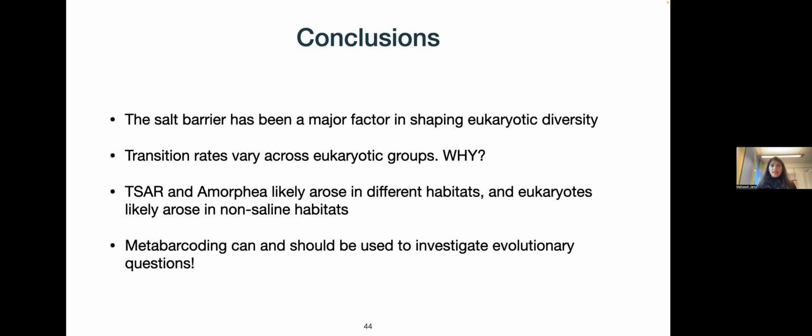And we showed that the combination of long read and short read metabarcoding can and should be used to investigate evolutionary questions. And in general, I think we might be on the verge of this exciting new phase in metabarcoding, where we can look at protist diversity through an eco-evolutionary lens.